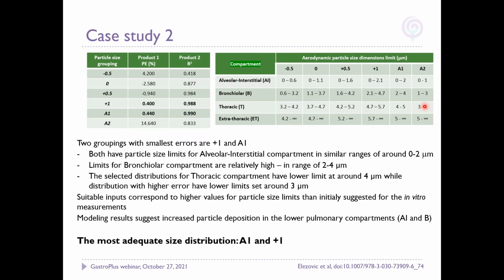So suitable inputs concerning distributions +1 and A1 have higher values for particle size limits than the initially suggested distribution for the in vivo measurement. I'm talking about distribution 0. Modeling results suggest increased particle size deposition in lower pulmonary compartments, alveolar and bronchial, and we conclude that the most adequate size distributions in this case are A1 and +1.